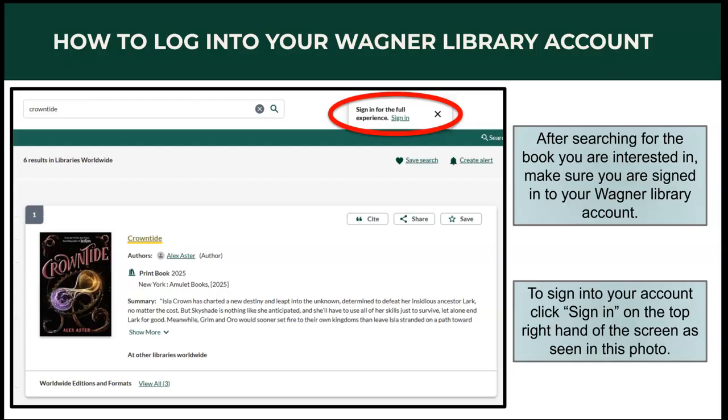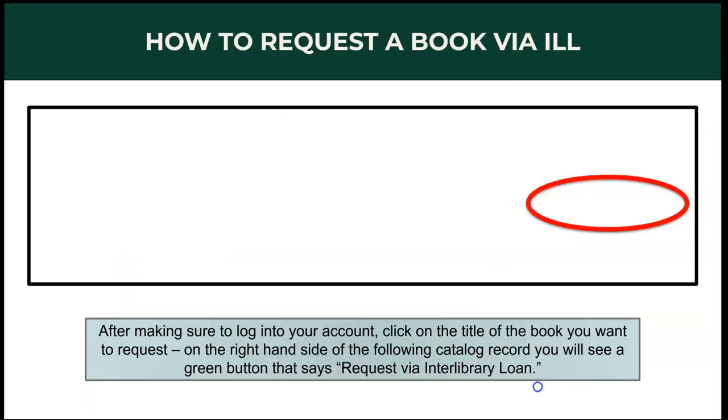Once you find the item you are looking for, I've just used a book to test, make sure to log into your library account. You can do so by clicking on Sign In at the top right-hand corner of the screen, as seen in the photo on this slide. This will take you to the same Wagner 1 login screen you see on plenty of Wagner online resources. When you have successfully logged in, you will see your name at the top right corner of the screen where the Sign In option was previously.